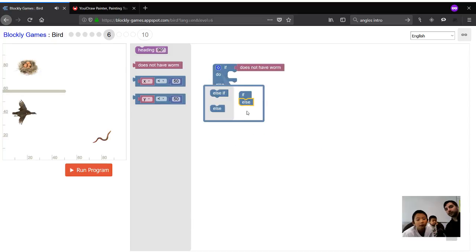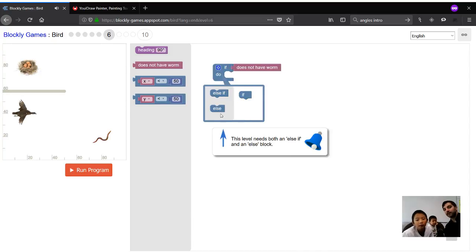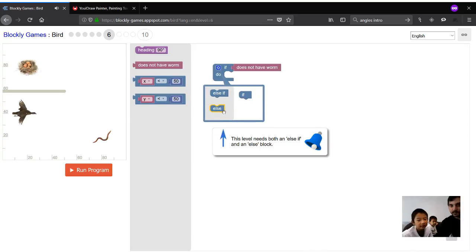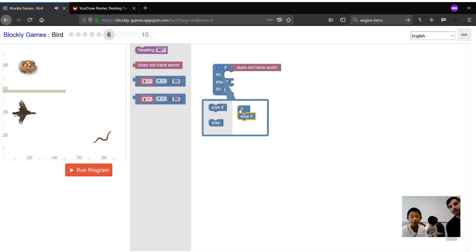So in this one, we actually need an else if instead of an else. Wait, does it say, what was the hint there? Let me just see here. Let's go back. Let's get rid of that. Oh, it says this level needs... So we need actually both of them. So let's grab that and also the else.